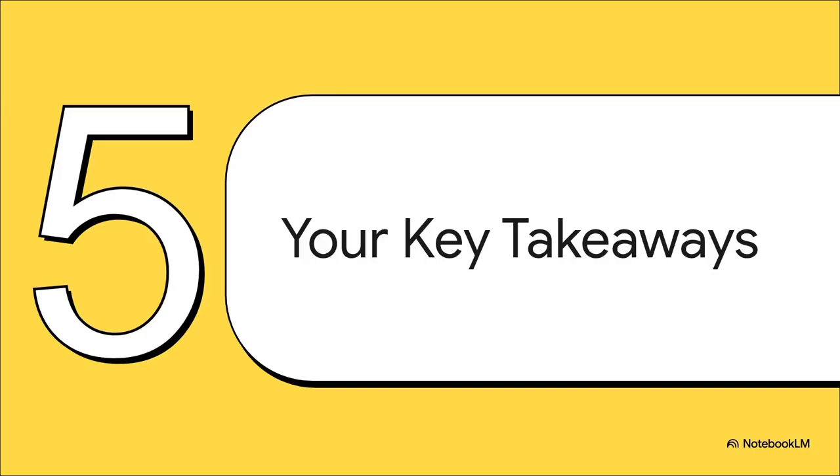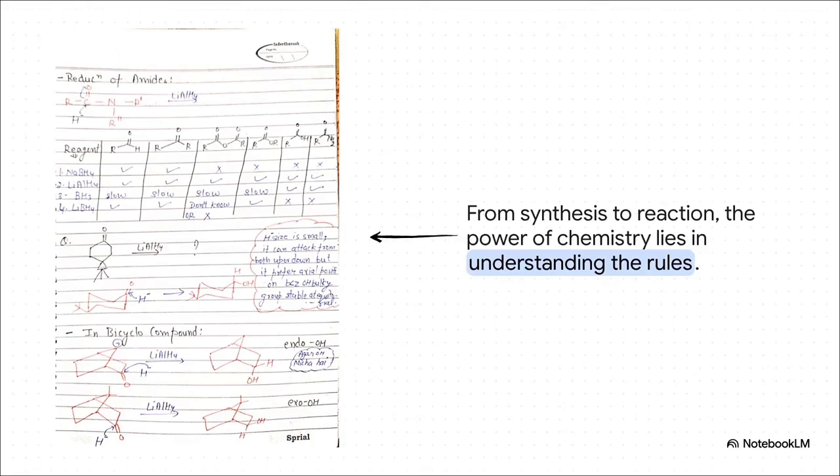So after that whirlwind tour through the life of an alcohol, let's just take a second and wrap up with the key takeaways. The big idea is really this. Alcohols are absolutely central players in organic chemistry. We can build them with incredible precision by picking specific reagents to get specific outcomes, and then we can transform them into a whole new cast of molecules through reactions like oxidation and elimination. The real power is just knowing the rules and then choosing the right tool for the job.